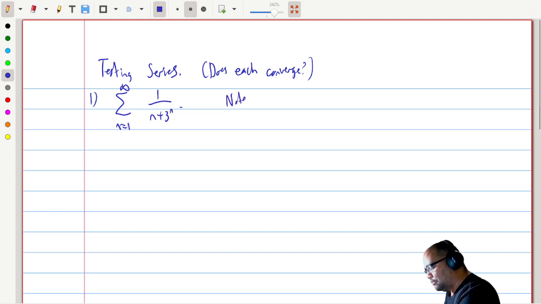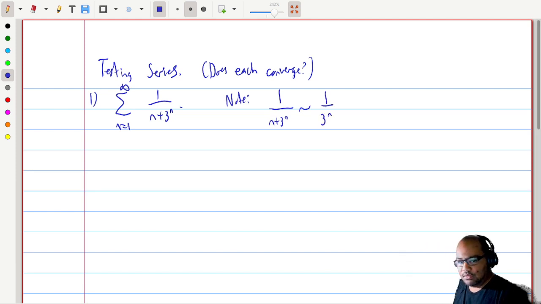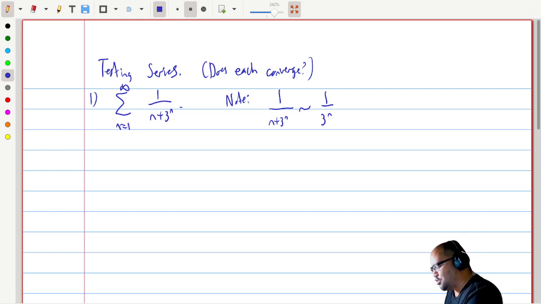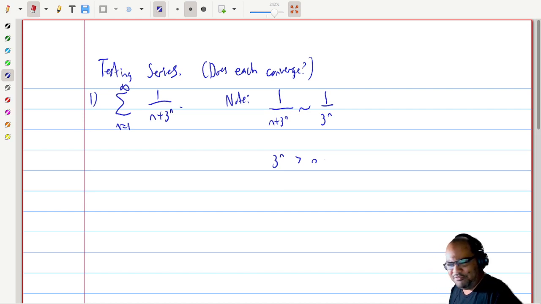So we're going to note here that 1 over n plus 3 to the n, I'm going to claim as asymptotic to 1 over 3 to the n. So it behaves the same, more or less. I could do a direct comparison if I wanted to. I know that eventually 3 to the n dominates n, and 3 to the n is positive. Alright, how do I want to do this? Well, I don't really want to use the direct comparison test. I just want to use limit comparison.